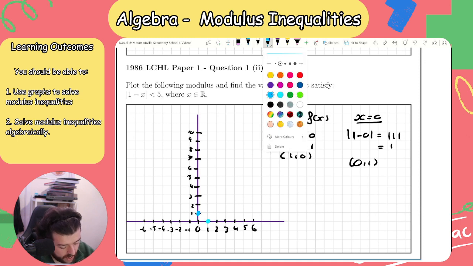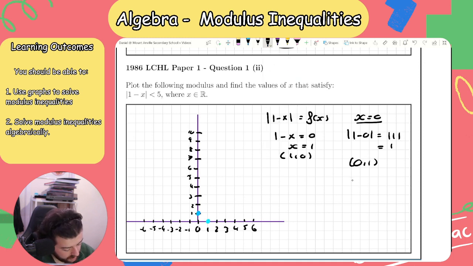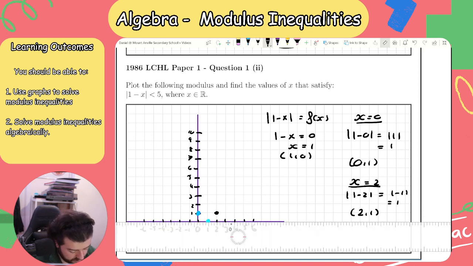And then for my last point, I need one point to the right. I'm going to pick x is equal to 2. So I have the modulus of 1 minus 2, which equals the modulus of -1, which is equal to 1. So another point I have is (2, 1). So plot that here, (2, 1), that's going to be right here. Plot out this modulus.